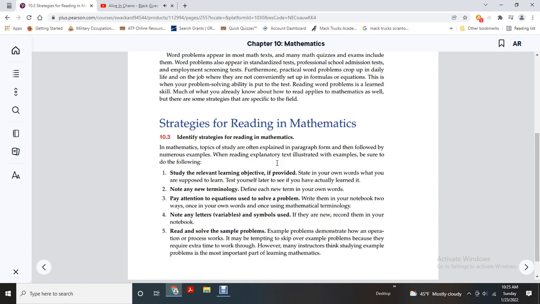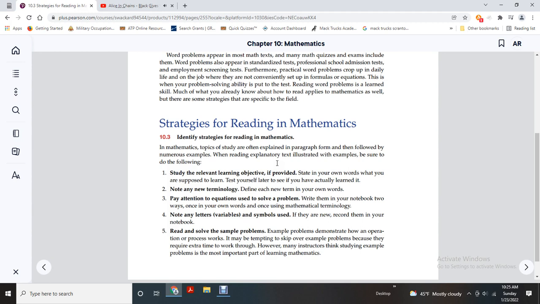Mathematics topics are often explained in paragraph form, followed by numerous examples. When reading explanatory text illustrated with examples, be sure to do the following. 1. Study the relevant learning objectives, if provided. State in your own words what you're supposed to learn. Test yourself to see that you actually learned it.